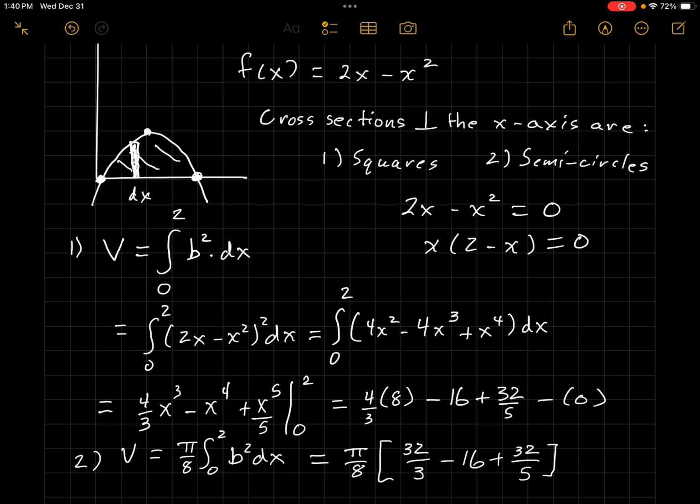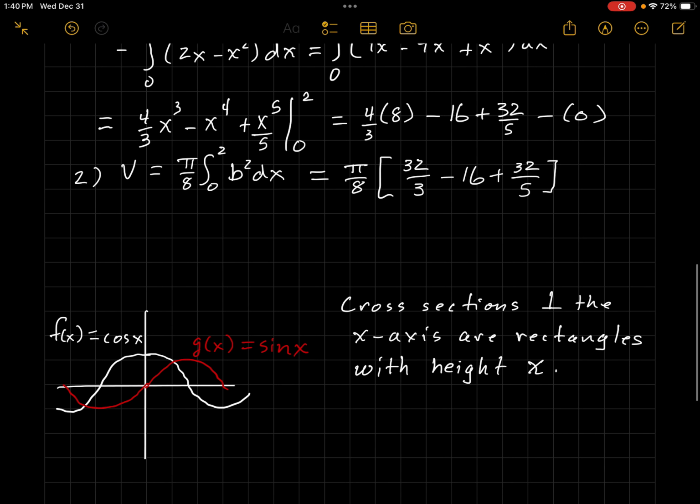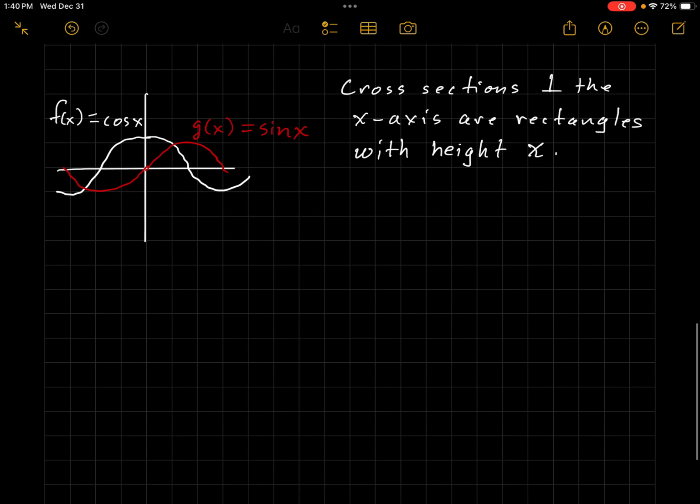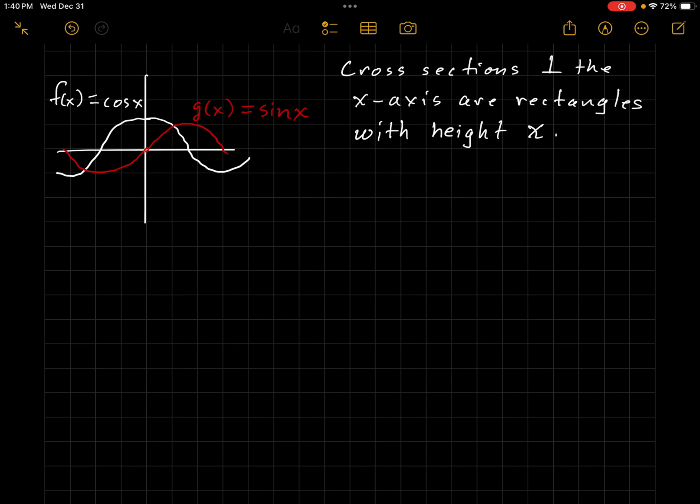We'll take a look at one more example in this video. And to do the integral, you'll need to use integration by parts. So if you haven't done integration by parts yet, don't worry. I just wanted to do an integral with an advanced technique. But let's look at the region bounded by the y-axis and the graphs of cosine of x and sine of x. So it's going to be this part right there on your screen.